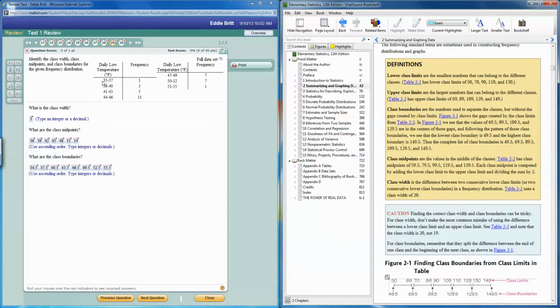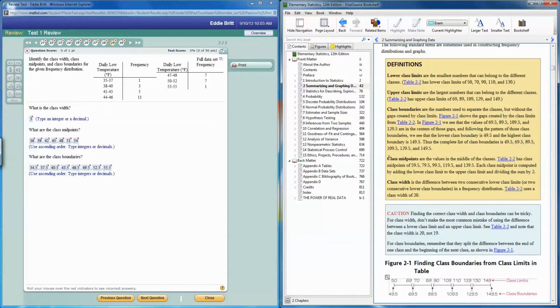These are the classes here: 35 to 37, 38 to 40, 41 to 43, 44 to 46. The smaller number in each class is the lower class limit. The larger number in each class is the upper class limit. Between 37 and 38 there's no number, but if you take the difference, you get 1, and half of that is 0.5. That's how we're going to get the actual class boundaries. The definition here says: numbers used to separate classes, but without the gaps.